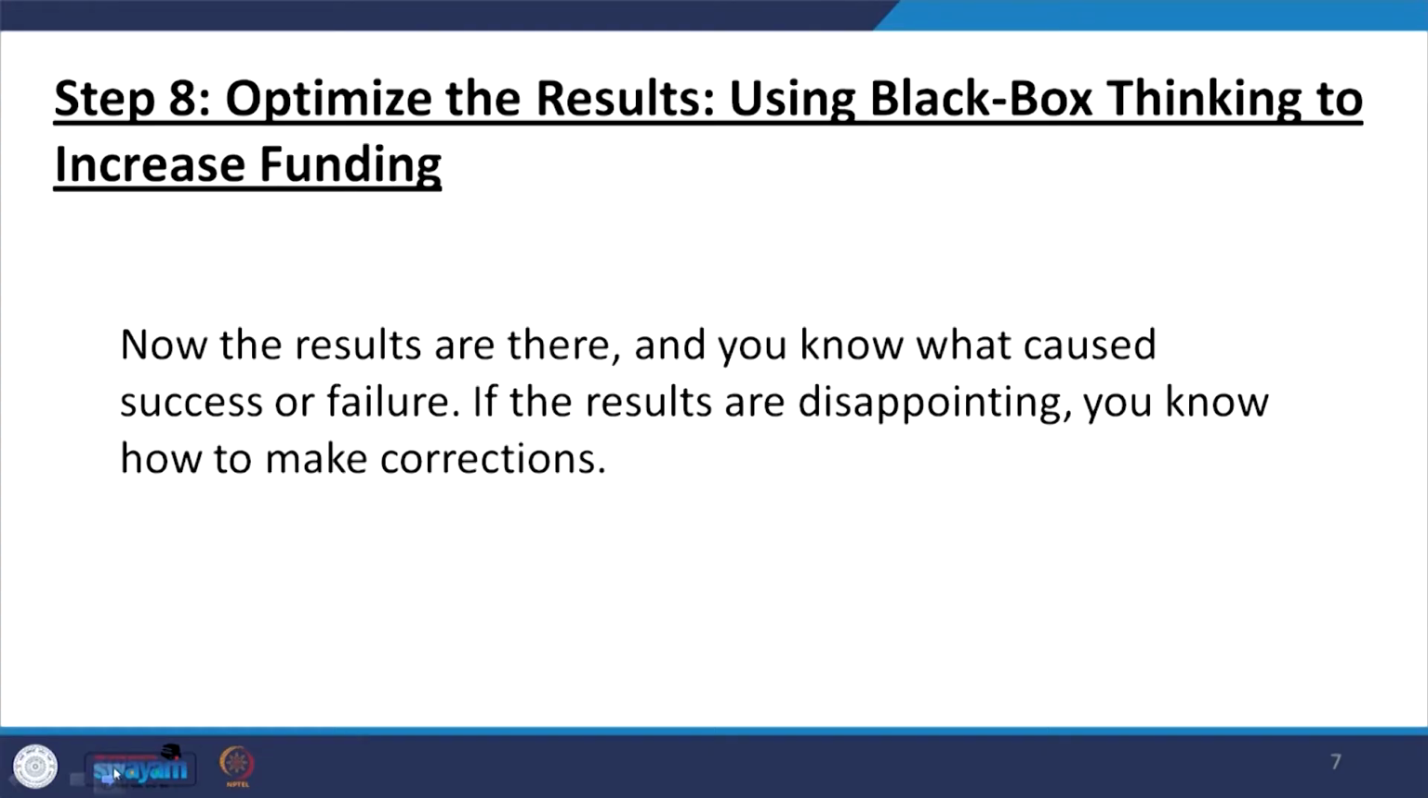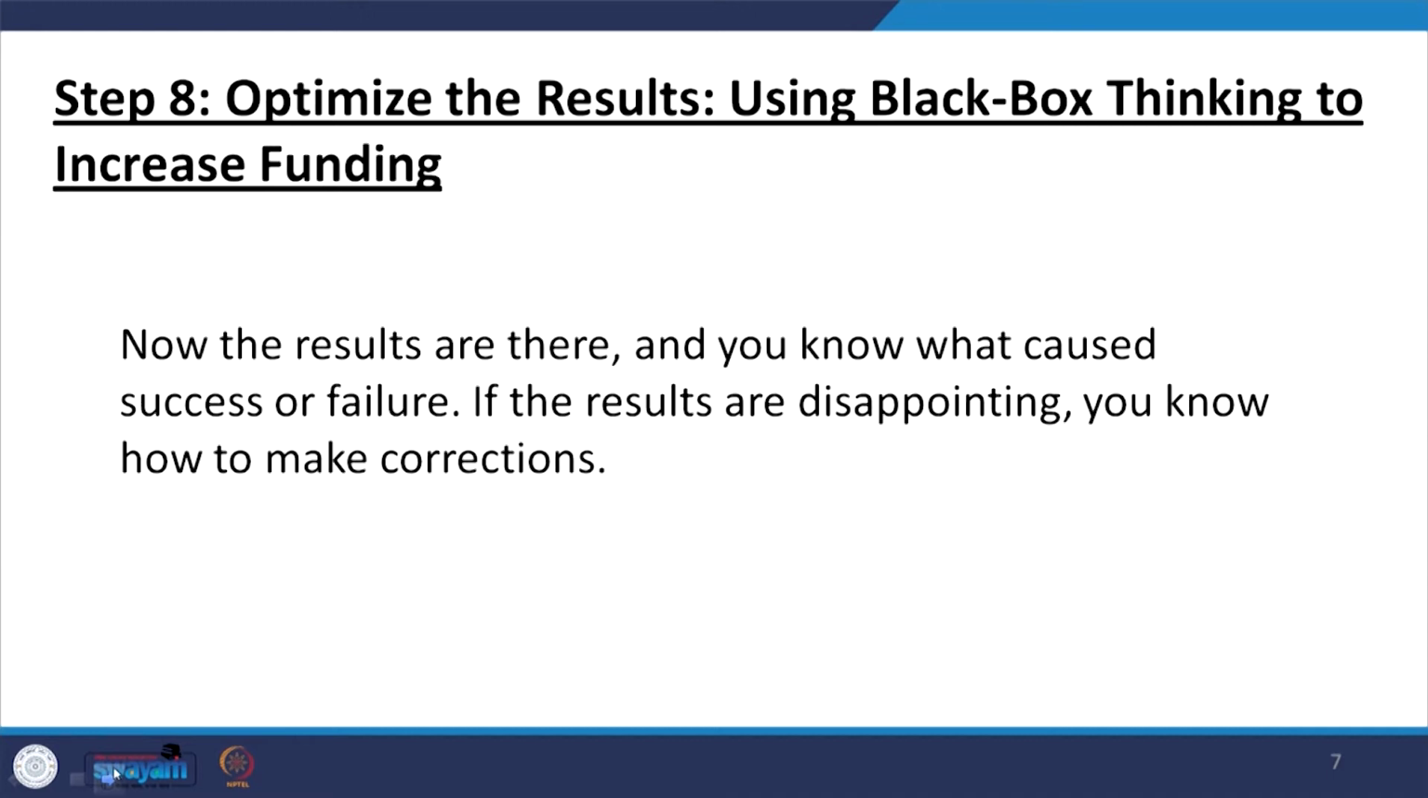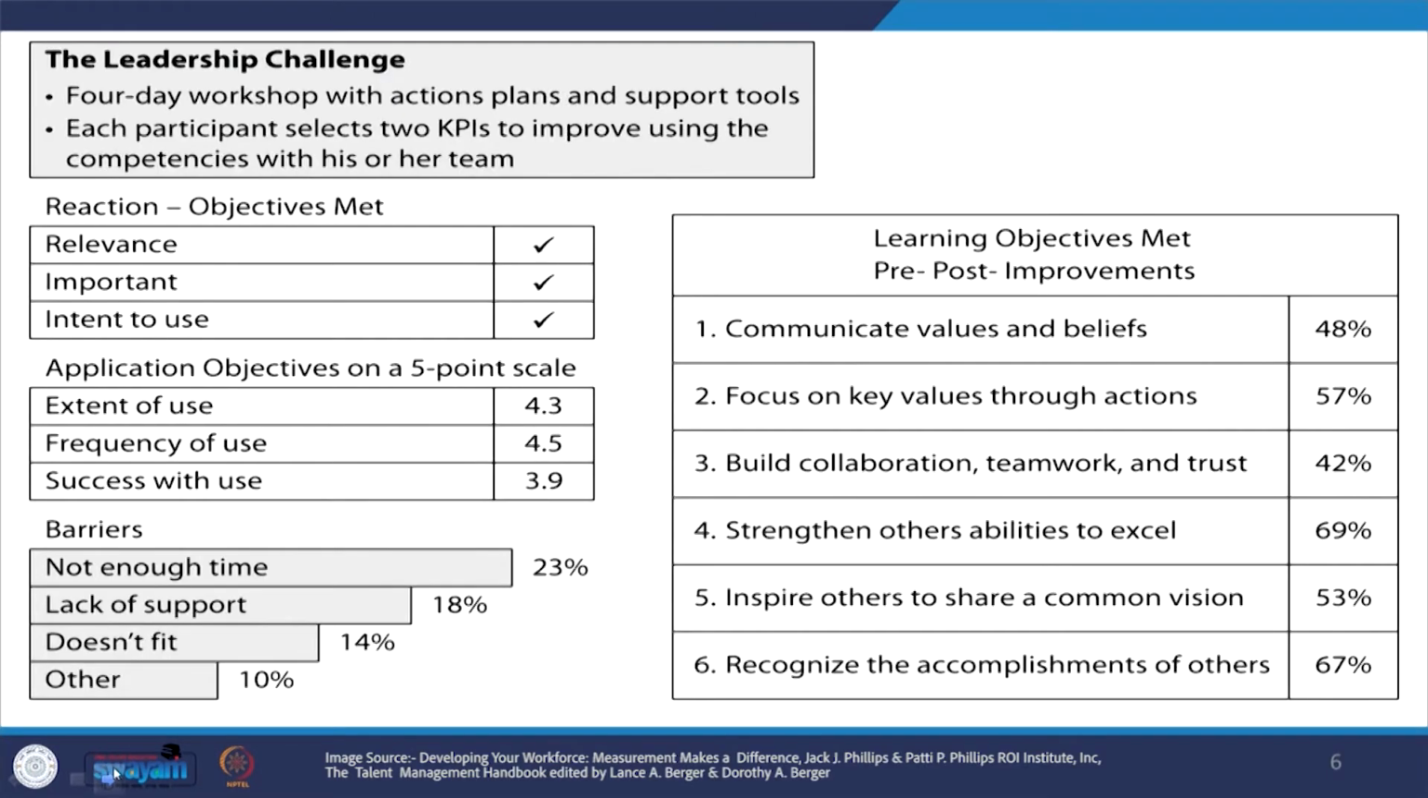Now suppose you say, sir, these results are not enough, we have to improve. You are the HR executive, you want to improve your talent development process and you say, I want to maximize it. So optimize the results using black box thinking to increase the funding. Now results are there and you know what caused success or failure, right? For example, if we analyze this particular table, learning objectives met, pre and post improvements, what has caused the success?